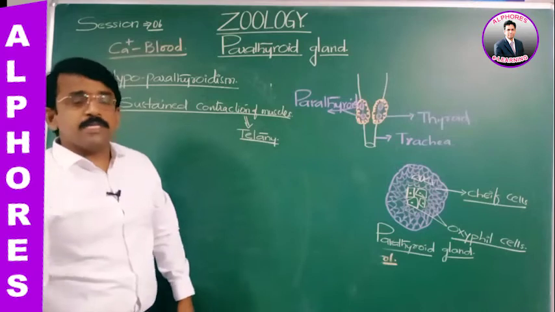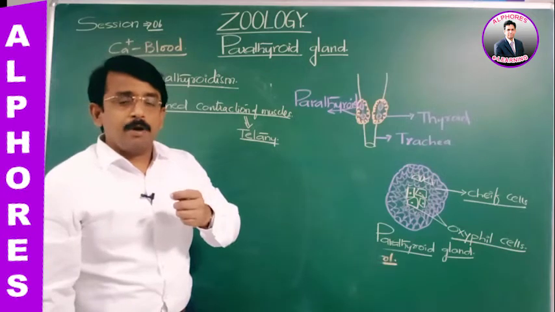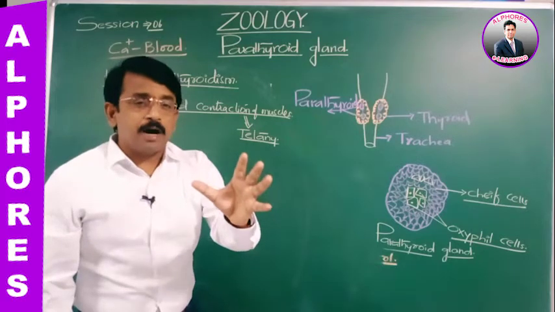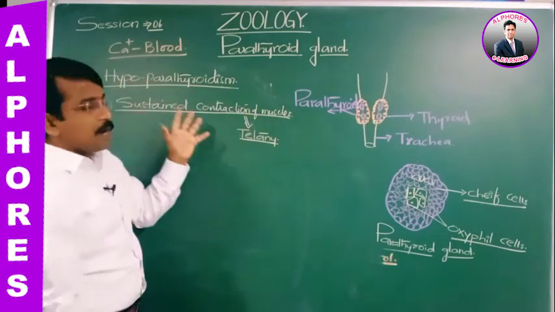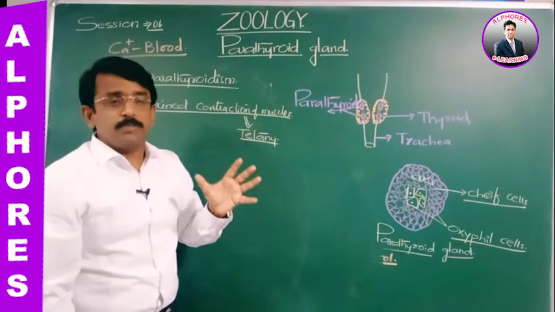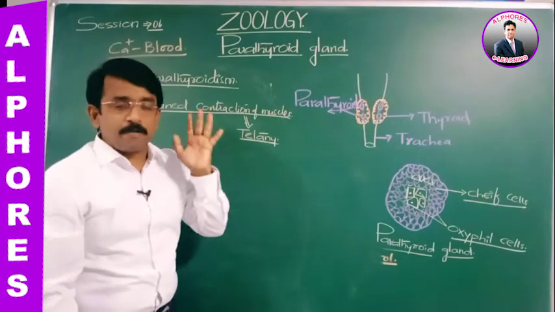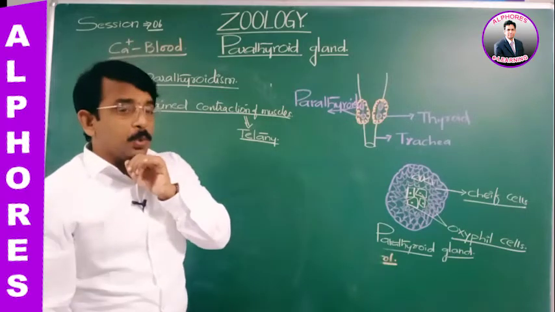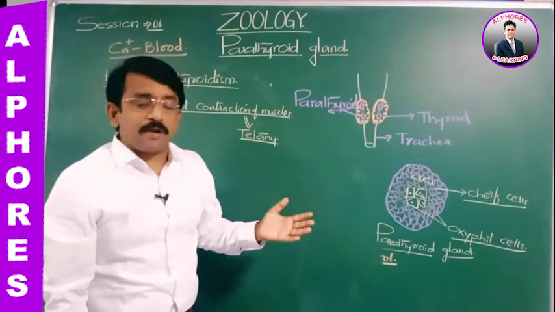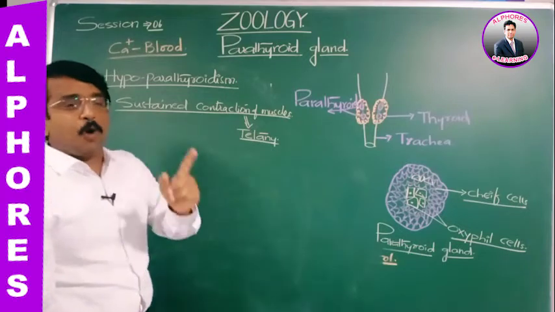That is, the muscles of the larynx, the muscles of the face and tongue remain in a sustained contraction, which is said to be the hypoparathyroid tetany. Parathyroid tetany is also named hypocalcemic tetany. Better you recall, the more the calcium ions in the muscles, the more the contraction. So the muscles remain in contraction for a long period.